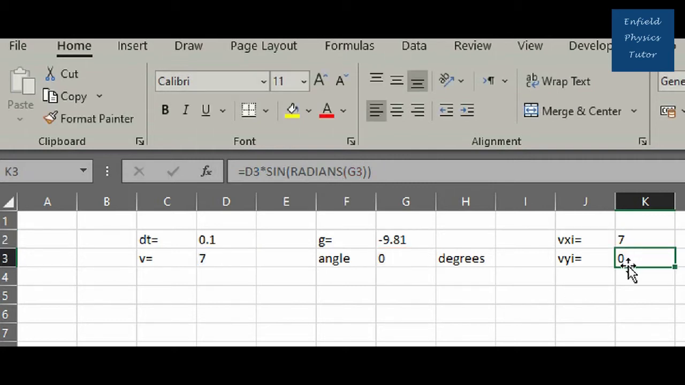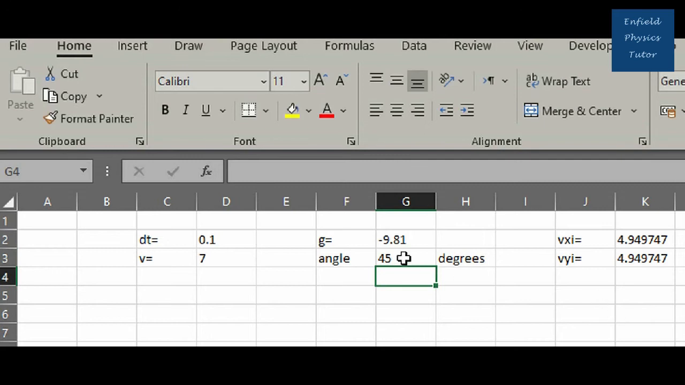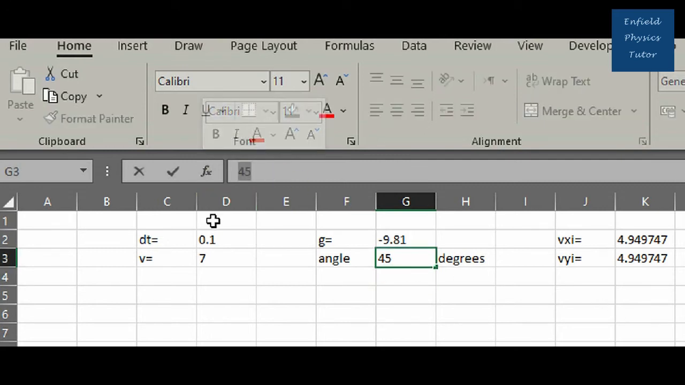Now, if the angle is 0, you'd expect there to be nothing in the upwards direction, and there isn't. Let's see what happens if we put an angle of 45. They should both come out as the same number. And indeed they do, as I'm sure you know, the sine of 45 equals the cosine of 45. And in our case, we're timesing them both by their initial velocity of 7, hence the number 4.9.